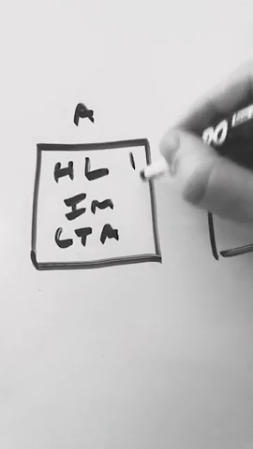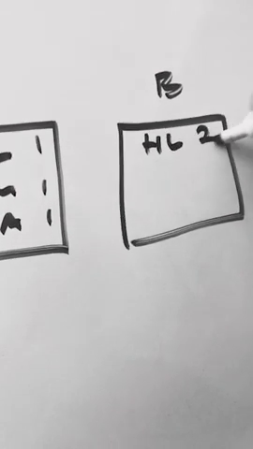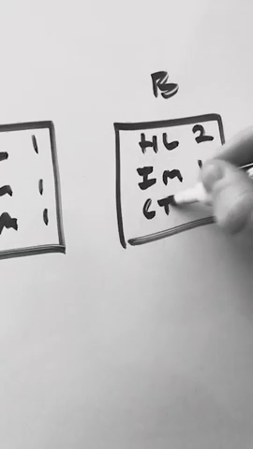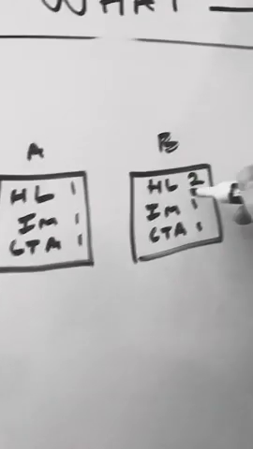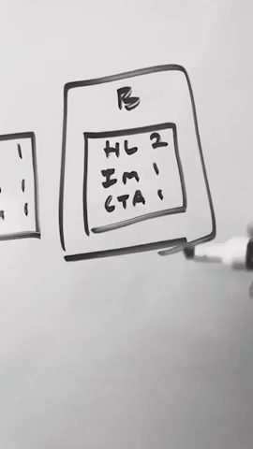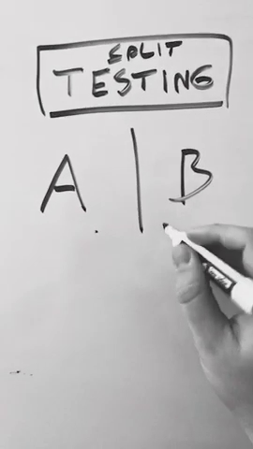Maybe, so we'll call this headline 1, image 1, call to action 1. So maybe what we'll do is just change the headline to headline 2. We'll keep image 1 and we'll keep the call to action 1. And we're only doing a variation of the headline. Then we'll see which headline does better. Let's say B wins. Now we can test the images, or we can test a call to action. So what we're trying to do is make sure we're testing our own stuff against each other.